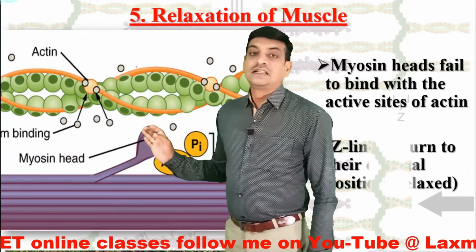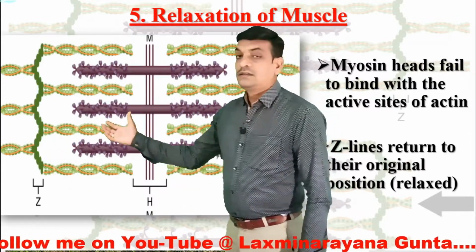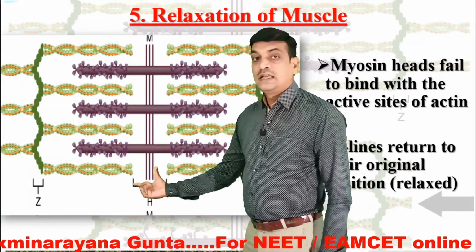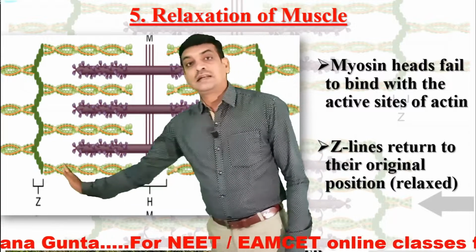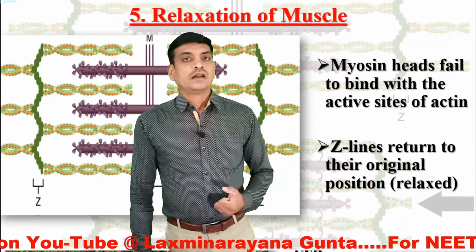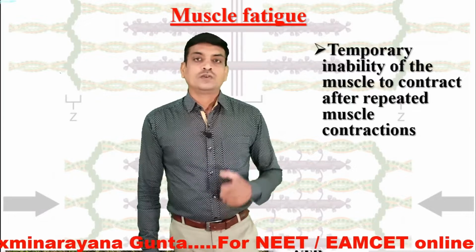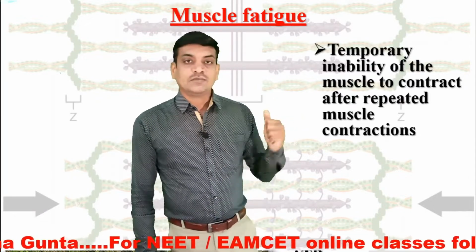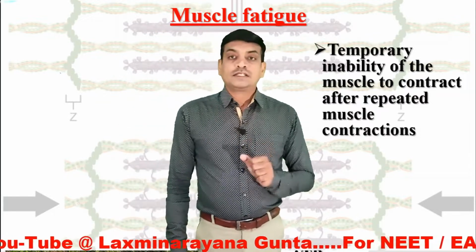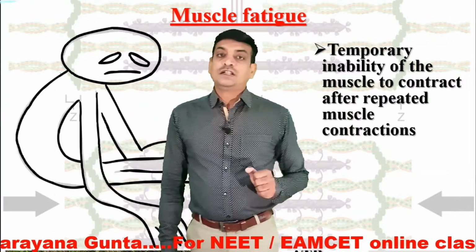As a result, the Z lines return to their original position, and in this diagram you can clearly observe the H zone is again increased and the actin filaments attain their original position, which is called relaxation. After a series of muscle contractions, sometimes our muscles may fail to contract, which is called muscle fatigue. The temporary inability of the muscle to contract after repeated muscle contractions is called muscle fatigue.